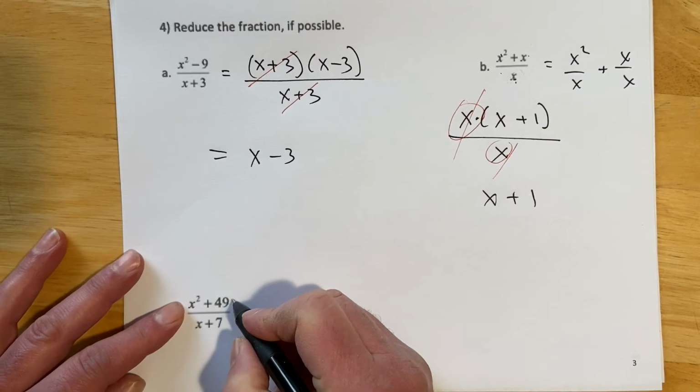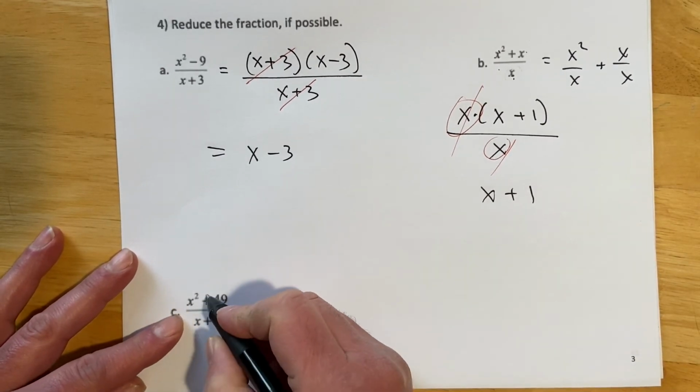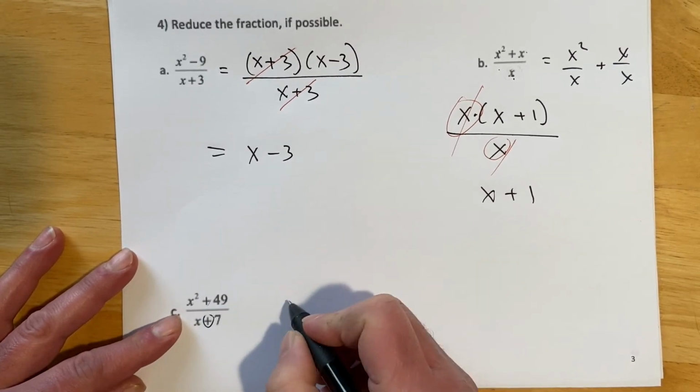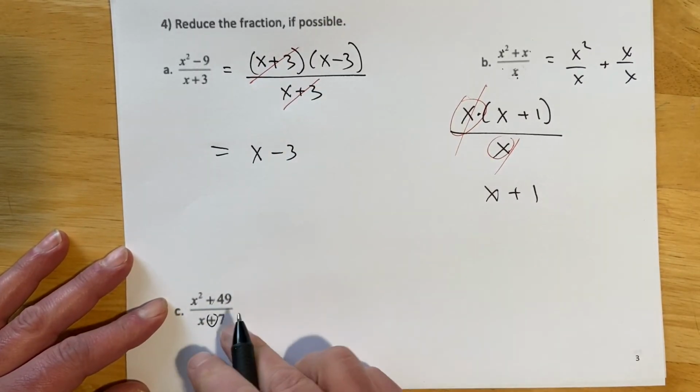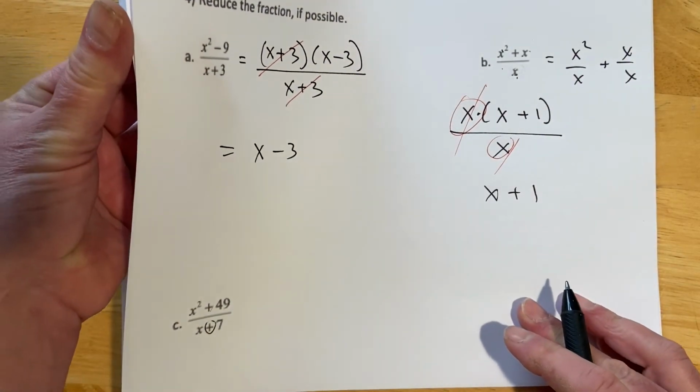Here, x squared plus 49 is really tempting to try to factor, but remember this is prime. I cannot cancel across addition, and so this is not possible. This is prime. That's as far as it reduces.